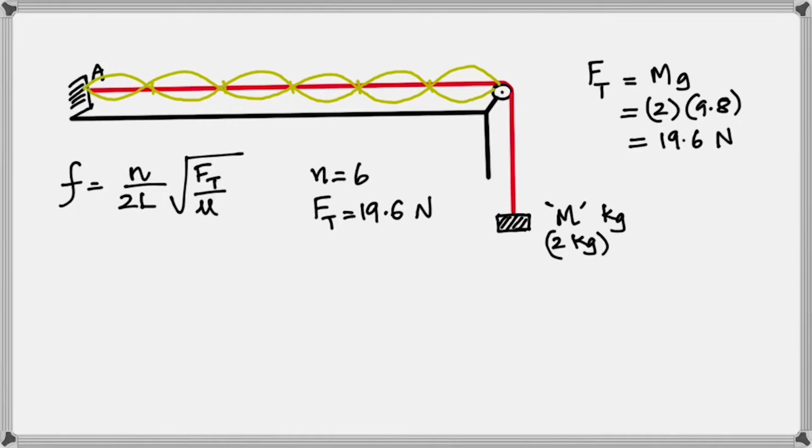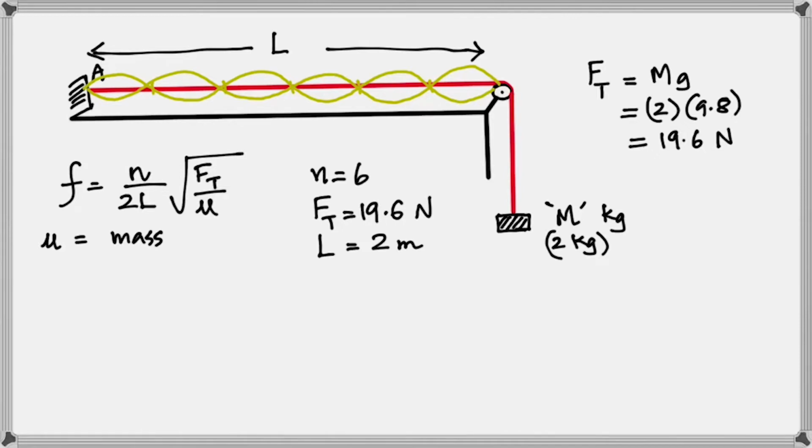The length of the string is the total length of the string. Let's take the length of the string as 2 meters. Mu is a very important term. That's where confusion happens. Mu is the mass of the string divided by its length. That means you're going to get the mass of 1 meter of the string.